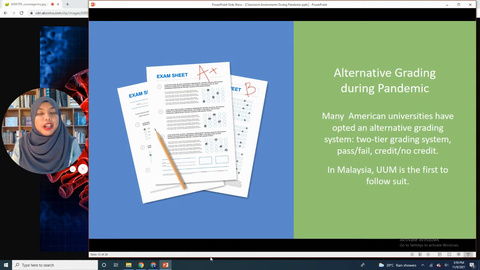Now, we are moving on to the second issue, which is alternative grading during the pandemic. It is very interesting that many American universities have decided to move their scoring from the traditional grading systems to a system known as two-tier grading systems, pass or fail, or credit or no credit. And these dichotomous grading systems, this two-tier grading system, have been adopted by many universities. First in America, and in Malaysia, UUM is the first university to follow suit.